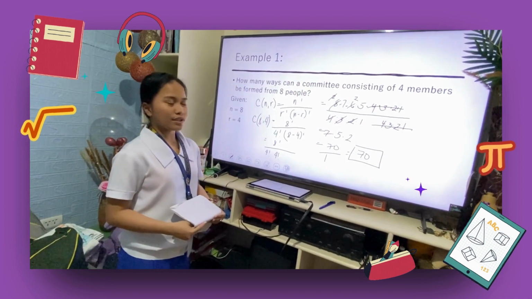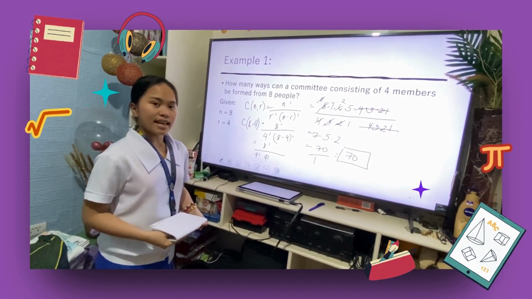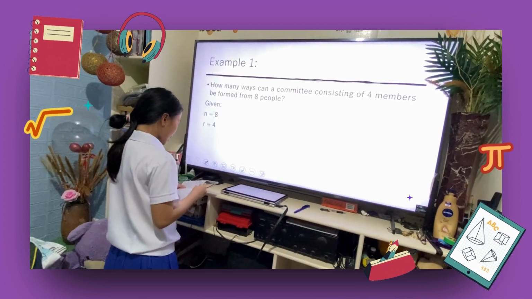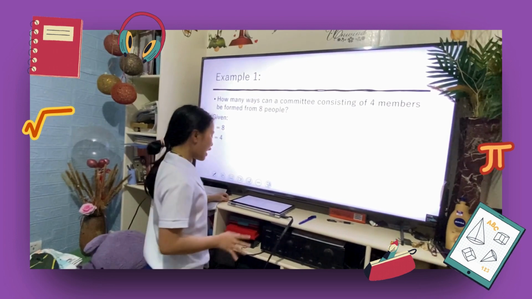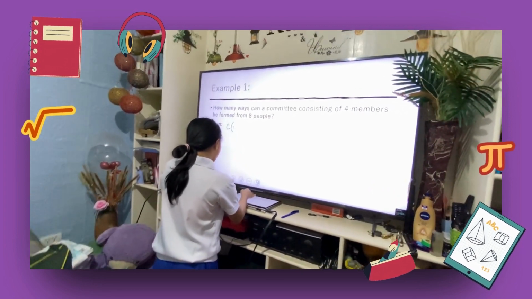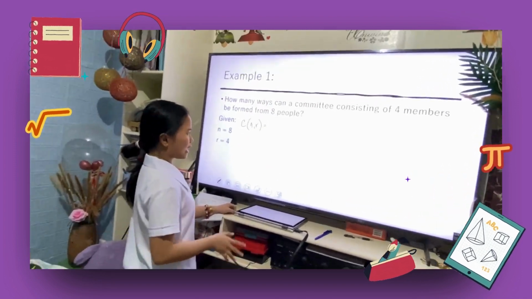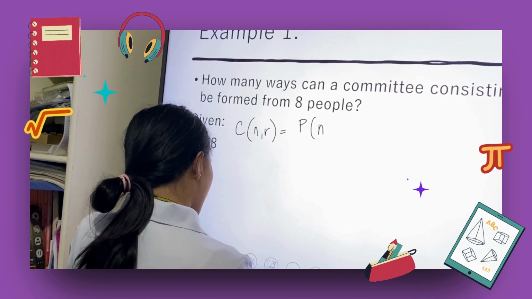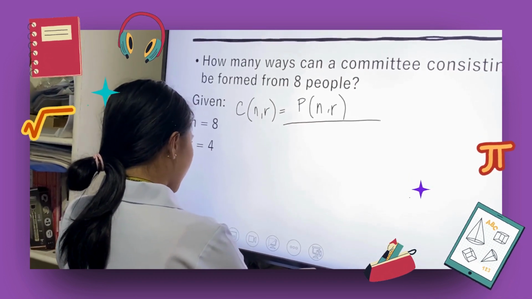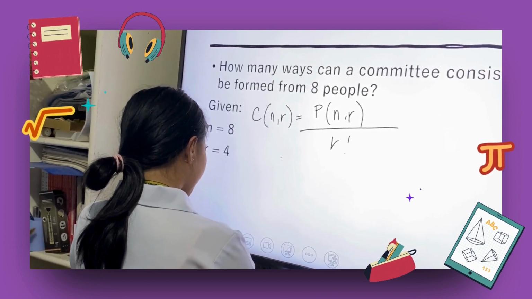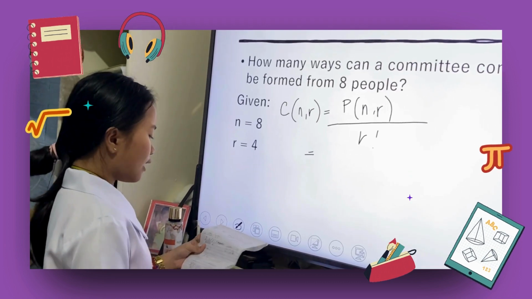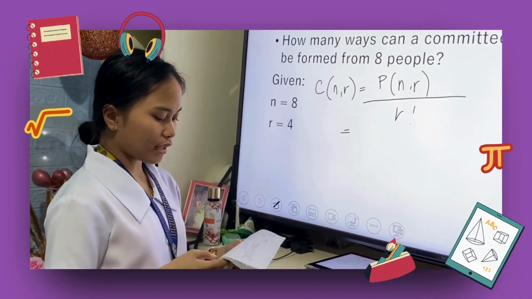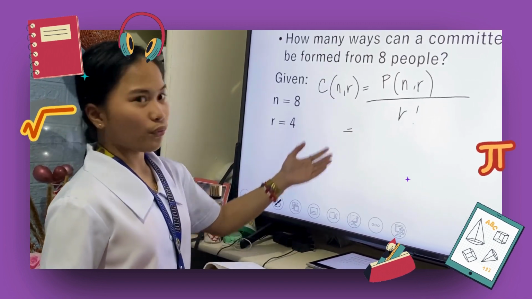Now, is there an easier method to calculate this? The answer is yes, by using another formula. This formula is basically the same but also different at the same time. We need to write C n r is equal to, and this is where it gets a little different. We need to put P above here, meaning permutation, with n and r, and it is then divided by r factorial. It means the combination of n taken r at a time, where n is equal to or greater than r, is equal to the permutation of n taken r at a time over r factorial.